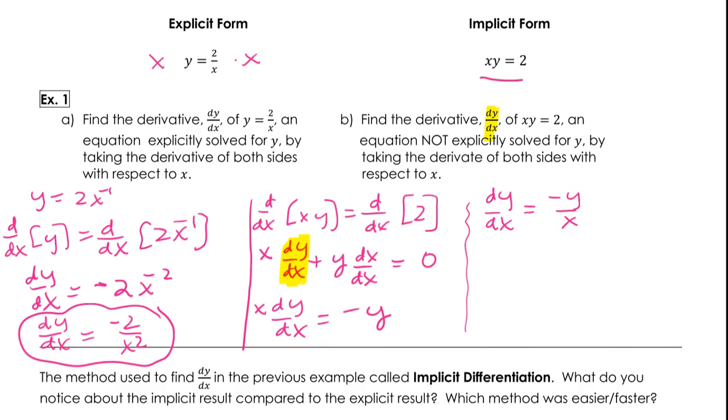Now I'm claiming that we're going to get the same answer, and we didn't make a mistake, but how is this on the right the same thing as the answer on the left? Well, look, this answer didn't have a y in it, so let's see if maybe we can replace that y.